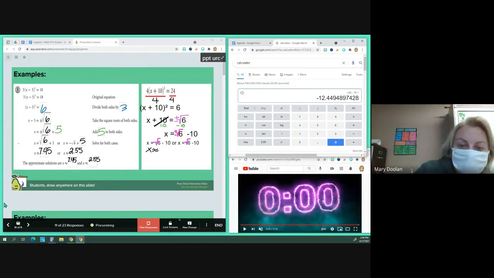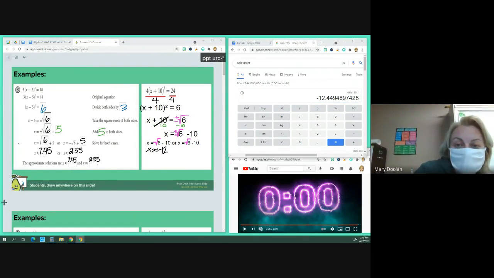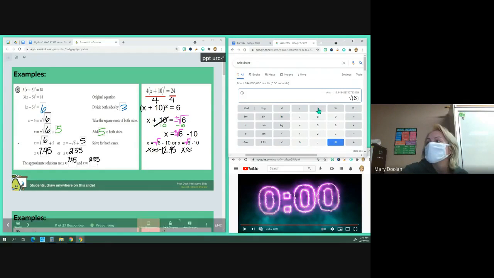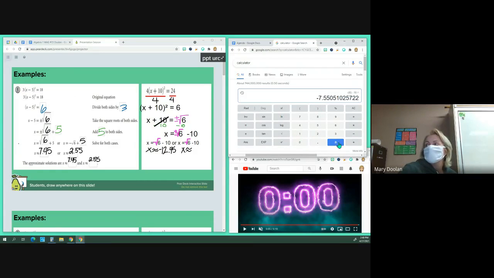One of your answers is negative 12.45. Your other possibility for x is now the positive square root of 6. Close your parentheses, subtract 10, negative 7.55.